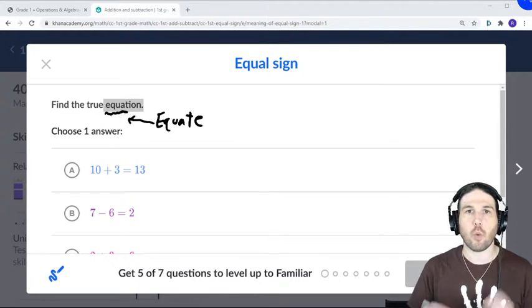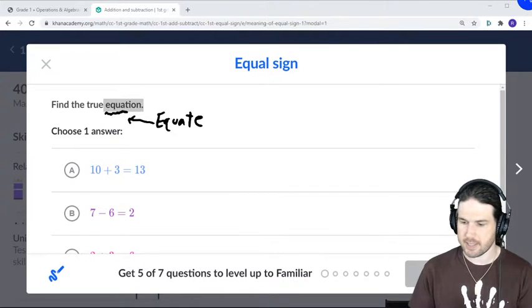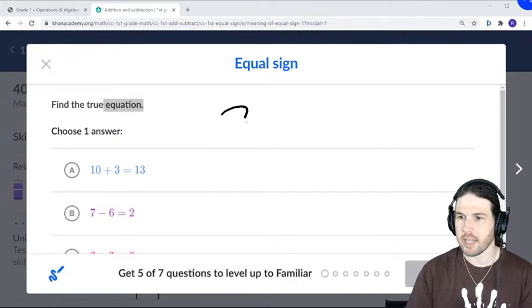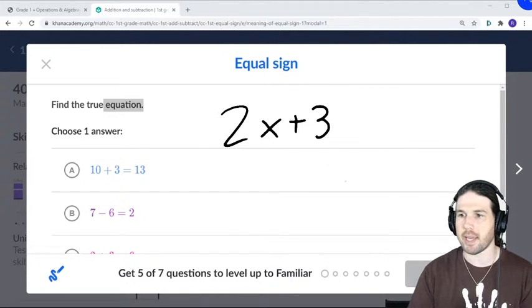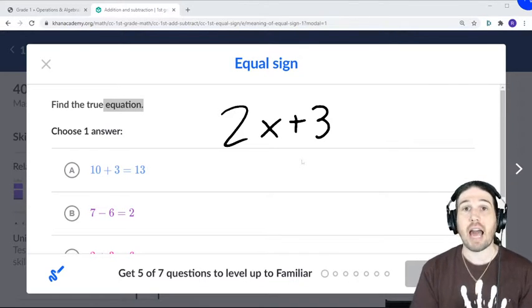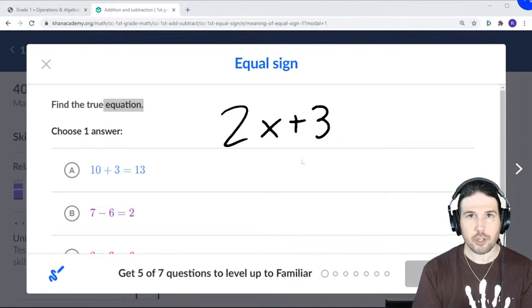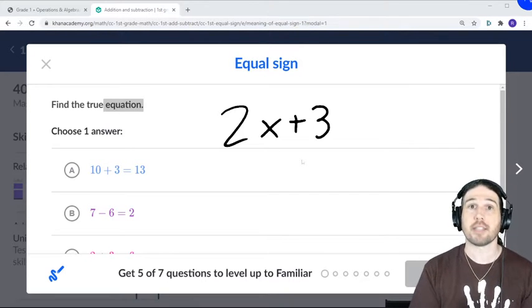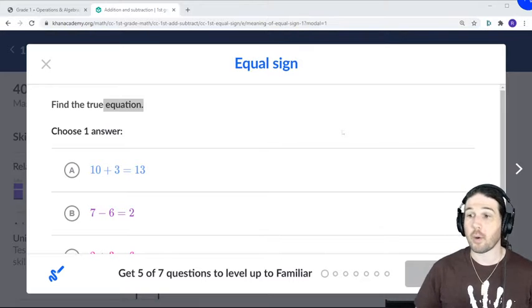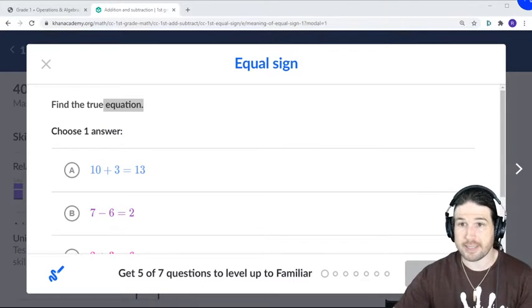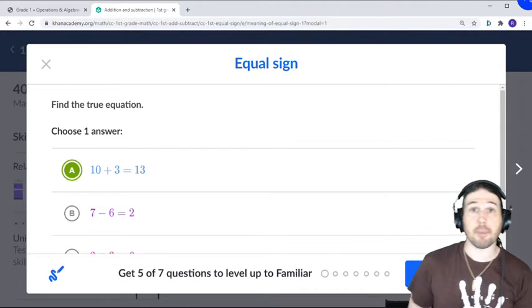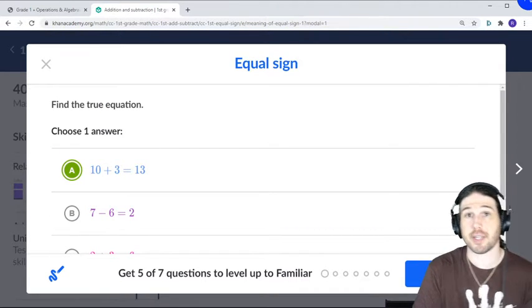It's not an equation if it doesn't have an equals in it. Later on in middle school and high school, I see people taking like 2x plus 3 and saying that's an equation. It's not. If it doesn't have an equals, it's not an equation. An equation is 2 things that are equal to each other. That's what it means. Now, equations can be true or false. For example, I know that it's true that 10 plus 3 equals 13. That is a true equation.